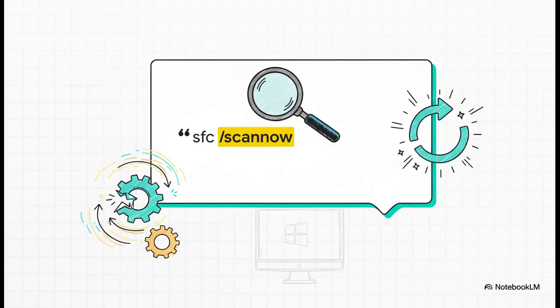As soon as DISM is finished, we're gonna run a second command right after it, sfc /scannow. That stands for System File Checker. This command specifically scans all of your protected system files and replaces any that are corrupted or just plain wrong. After it's done its scan and repair, go ahead and restart your PC one more time, and let's see if we've brought that Start menu back to life.